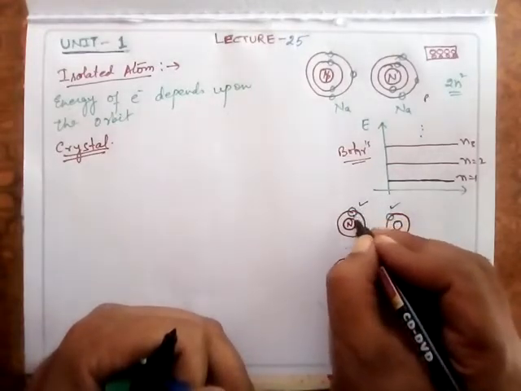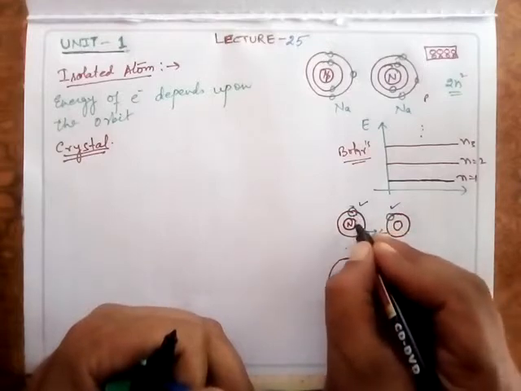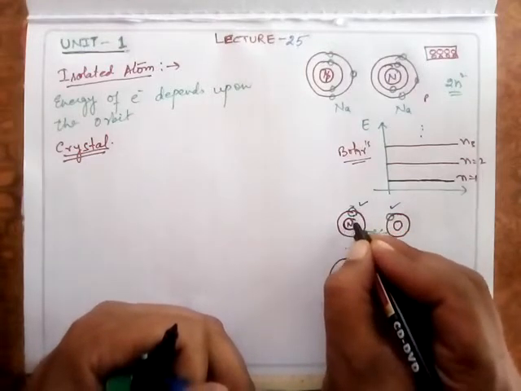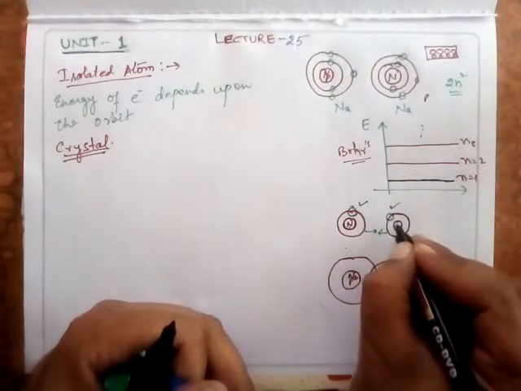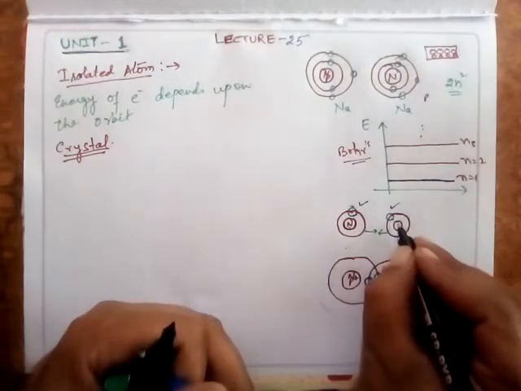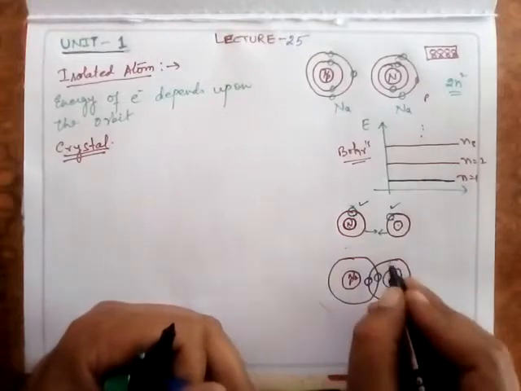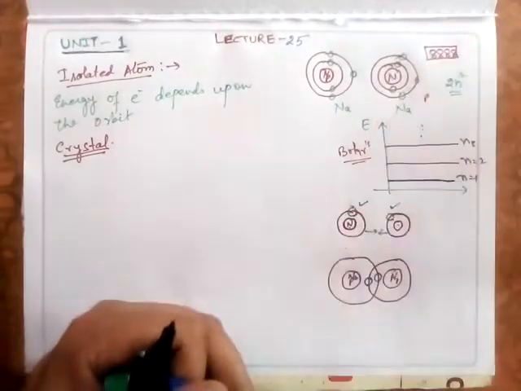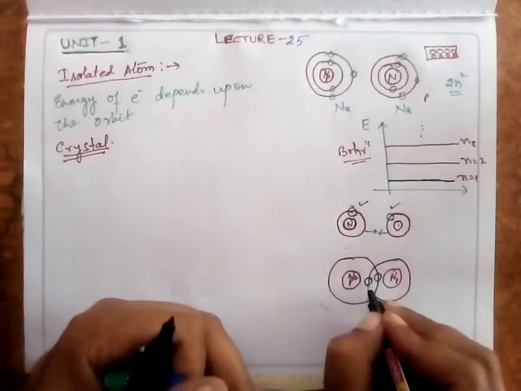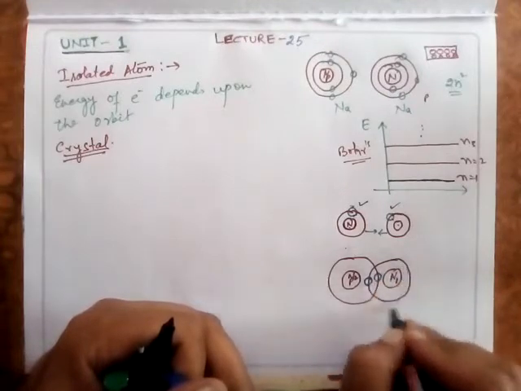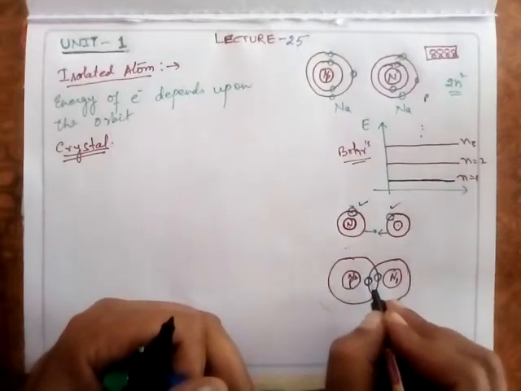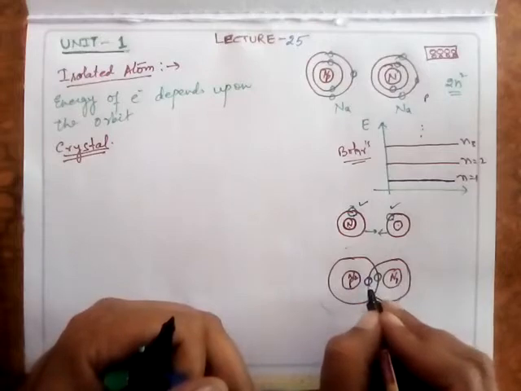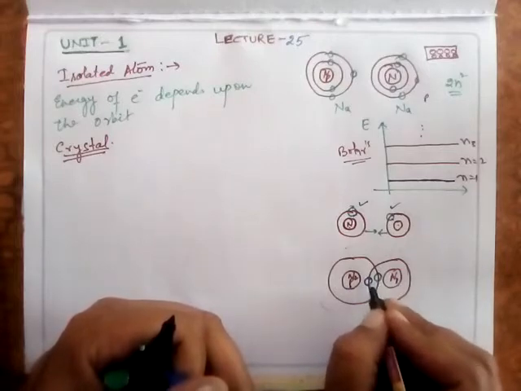Initially, this particular electron had a force of attraction due to only this particular nucleus, or the protons available in this nucleus. Similarly, this one had the force of attraction only due to its own nucleus. But when they come closer, or when a crystal is formed, what will happen? This electron of this atom will have an interaction not only because of its own nucleus, but also because of the neighboring atom.